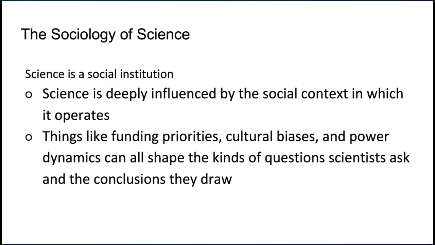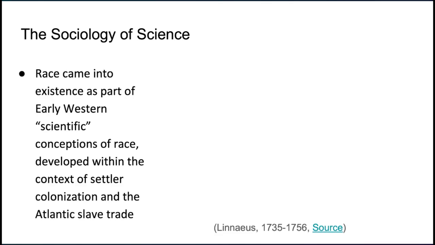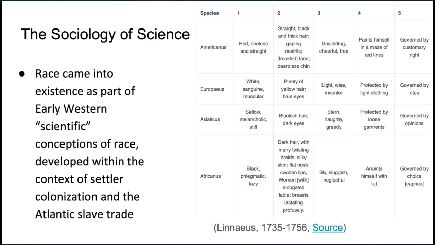And this has been reflected in the role that science as an institution has played in enabling the construction of race and legitimizing institutional racism. For example, race came into existence as part of early Western scientific conceptions of race developed within the context of settler colonization and the Atlantic slave trade. One of these scientists included Linnaeus, who lived from 1707 to 1778. Linnaeus published 9 volumes on race in the mid-1700s, and he argued that there were just 4 groups of people, as we can see in this table on the right: Americanus, Europaeus, Asiaticus, and Africanus.